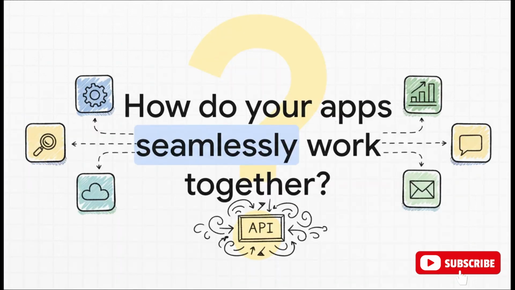Think about it. How does your food delivery app somehow talk to your bank to process a payment and, at the same time, talk to a mapping service to show you where your driver is? It all seems to just work, right? Well, the secret is a simple three-letter acronym, API. Let's really dive into what that means.